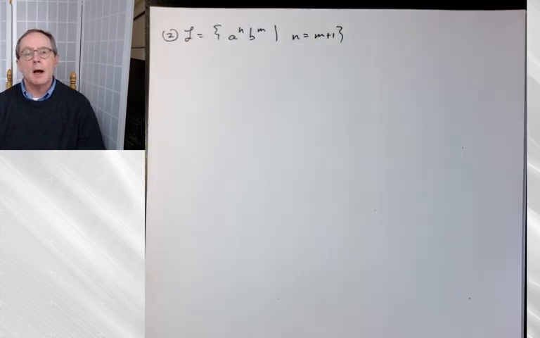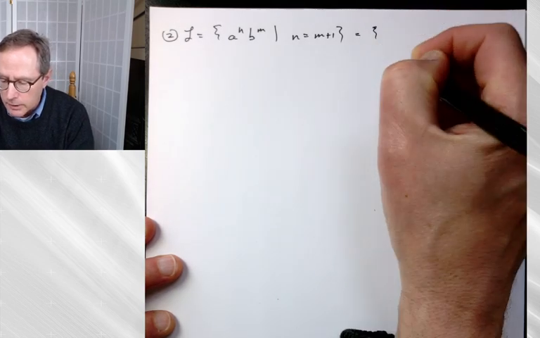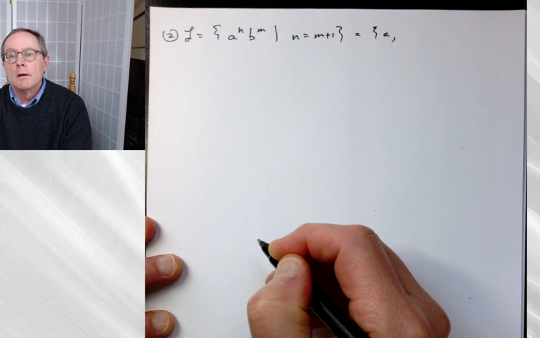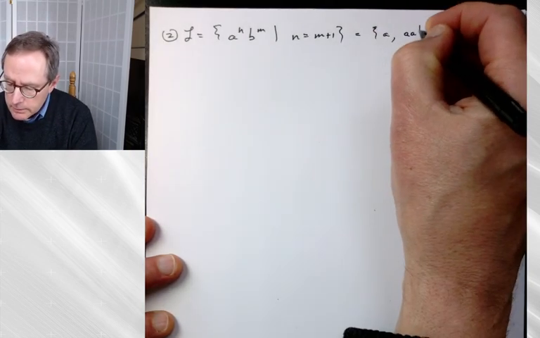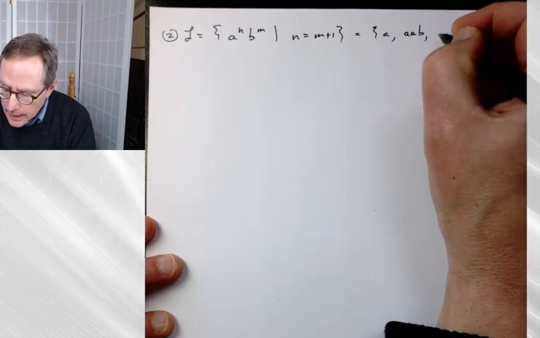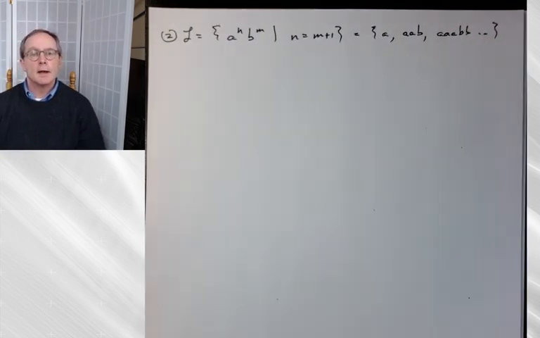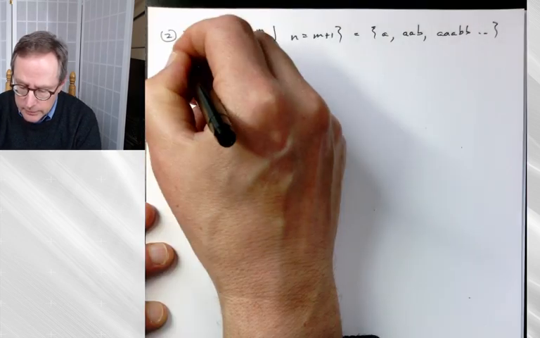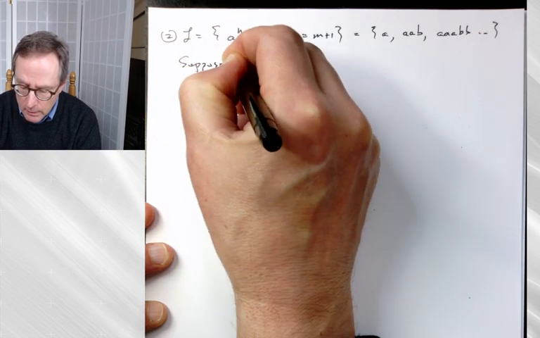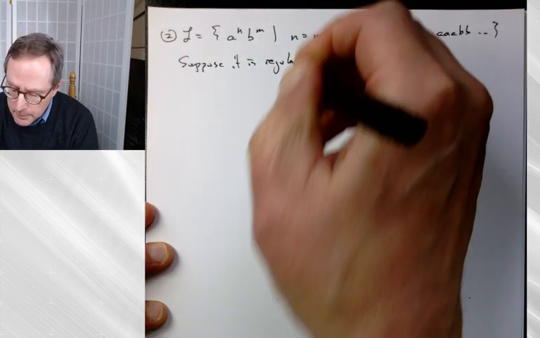I find that sometimes it helps people to write out a couple of strings in the language just to make sure that you have some good idea of what's in the language. So I'll write down here, how about a? How about aab? Always one more a than there are b's. How about aaabb, etc. Just to have some feel for what's in the language. I find that helps sometimes. Okay, so in we go. Suppose it is regular. Fix a pumping length p.